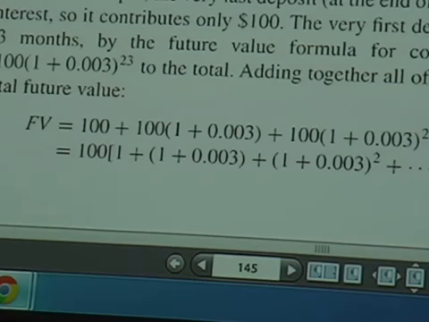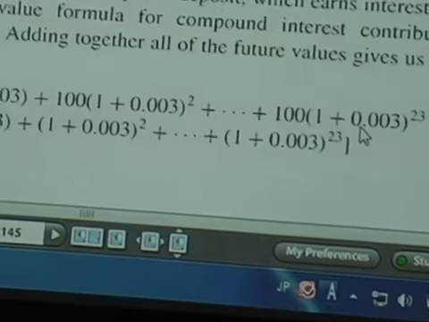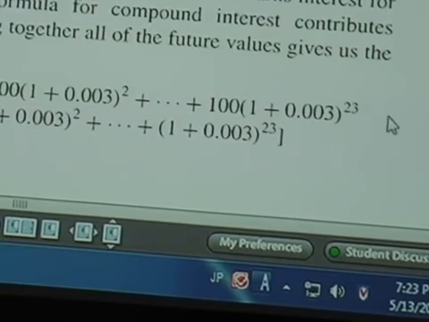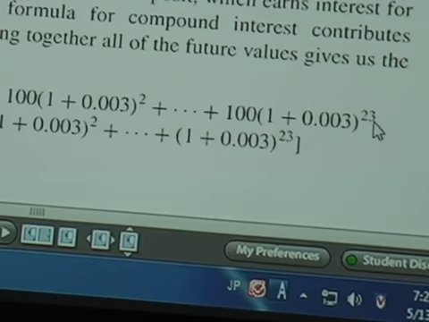How about this one? What's this one? This is the first $100 I put in. Why is it only 23? Because when do I put the first $100 in? At the end of the first month. So it's only compounded for 23 periods, right? You get it? Okay, so this is the calculation. Or, it looks like we can factor out 100 here, and we get this calculation. Everyone see it? This is called a sinking fund calculation.